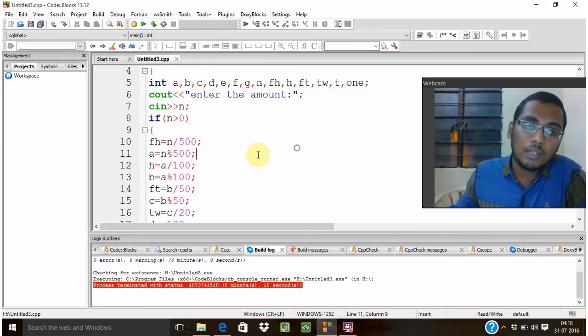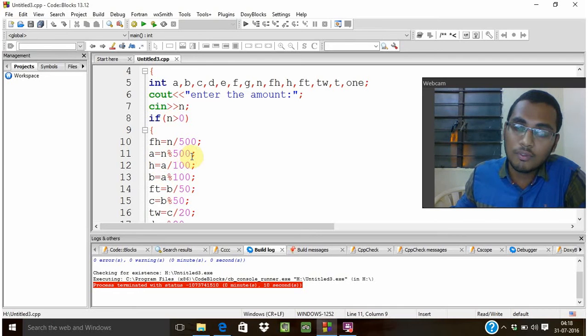And to calculate the remaining amount, we use the modulo division operator, that is a equals n percentage 500. If n is 500 percentage 500, there will be no remaining amount. If we consider n as another amount, such as 786 percentage 500, the remaining amount will be 286. So to calculate the remaining amount, I used this modulo division operator.